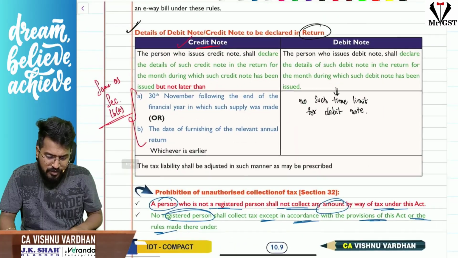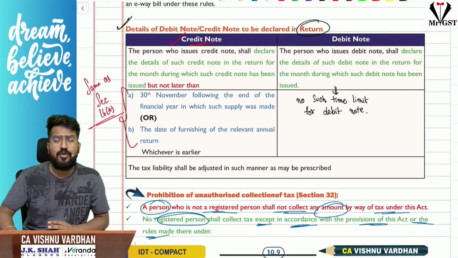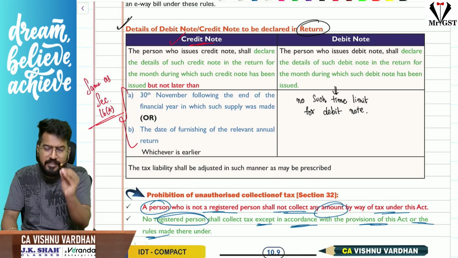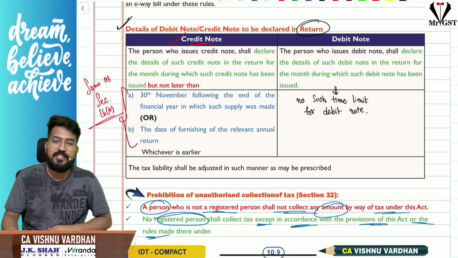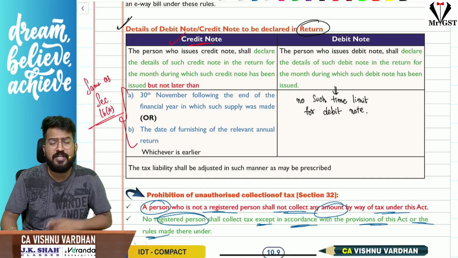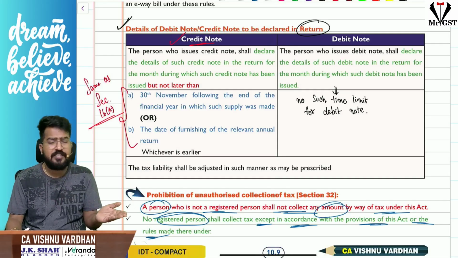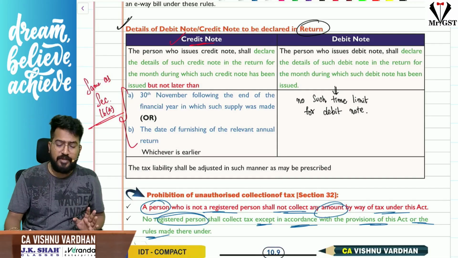No, listen. So now the point is, as we have already discussed, the supplier will raise tax invoice, credit note and debit note. The supplier has the responsibility to give those tax invoice, credit note and debit note details in GSTR1. So in GSTR1, the supplier has to give his tax invoice details, debit note details and credit note details.